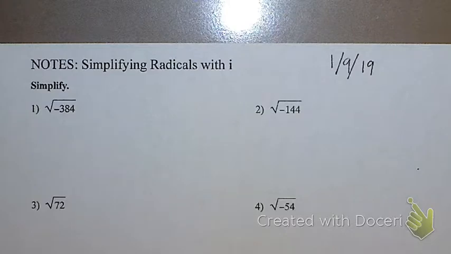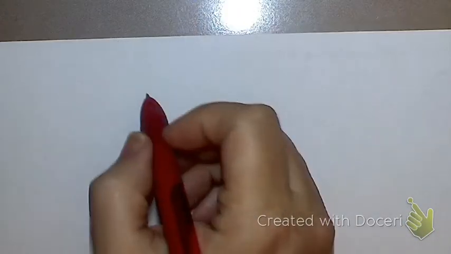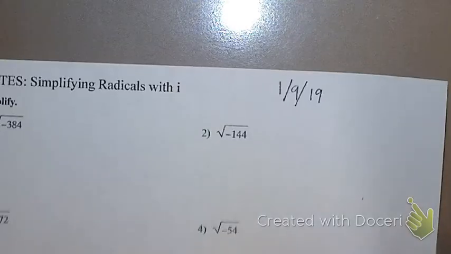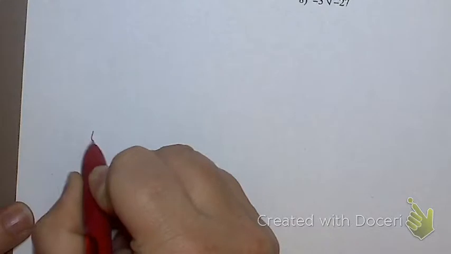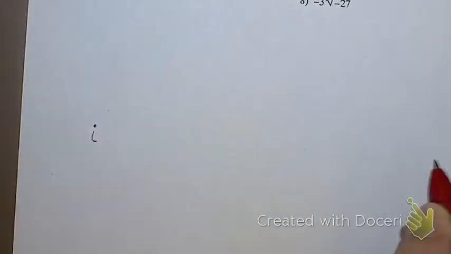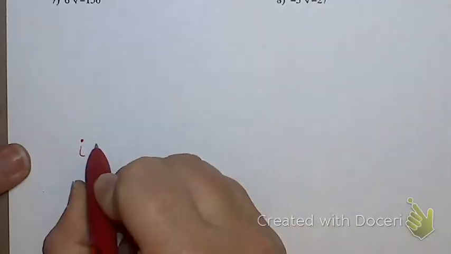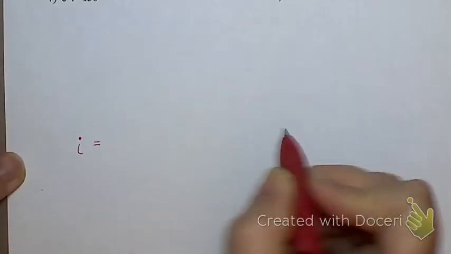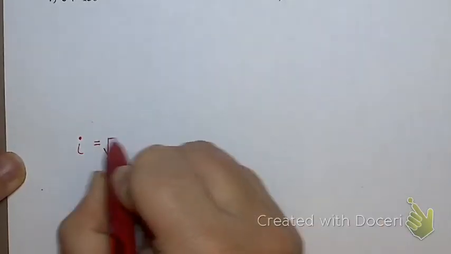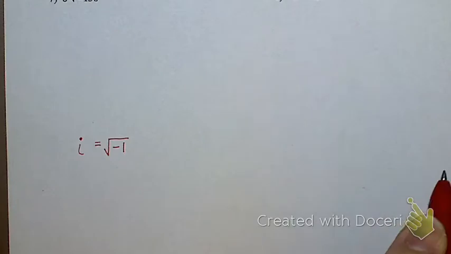Well, that's not entirely true. Technically, you can. There is something that you need to know. I'll put it at the bottom here. There is this letter called i, and i is representative of the square root of -1.